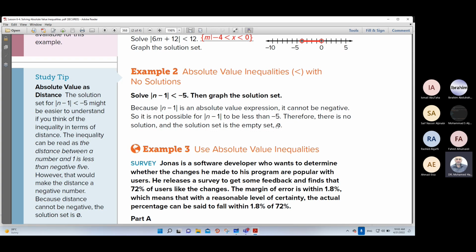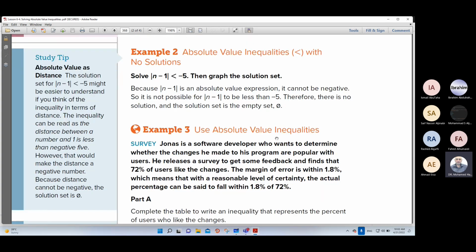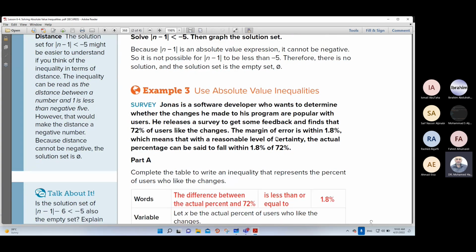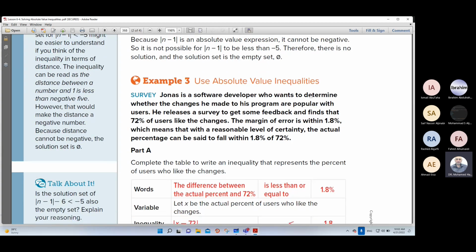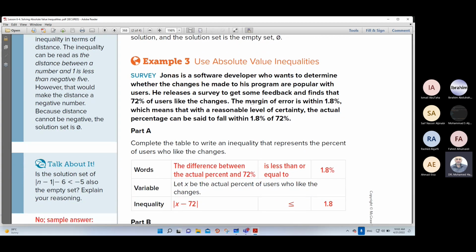We will use this sign. When you see this sign, it means no solution. Use absolute value inequalities.